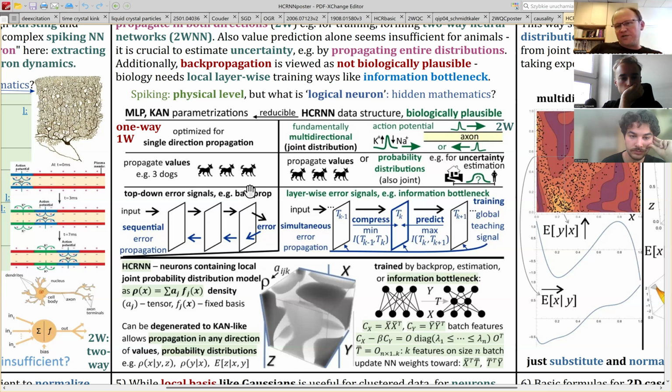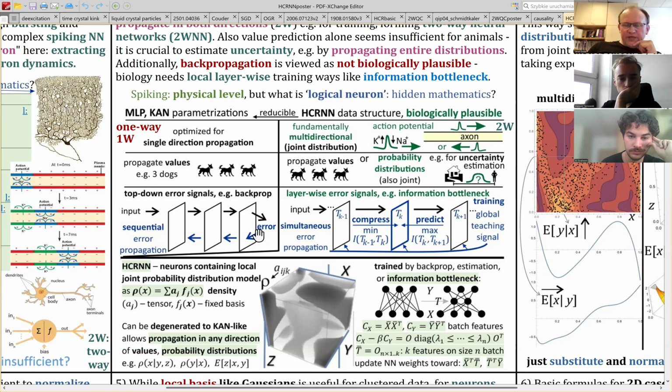Another difference is that the standard artificial neurons work on values. However, for animal, it seems crucial to also evaluate how certain are we of the prediction. So not only value, but maybe also the probability distribution. So maybe it can also work on probability distribution, which would be very valuable for animals.